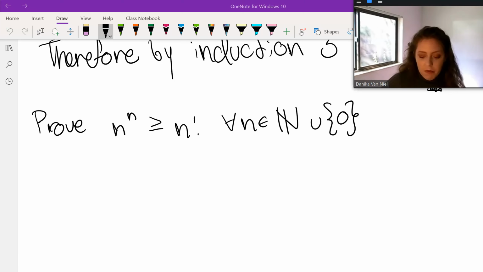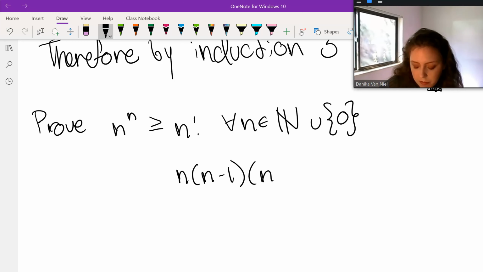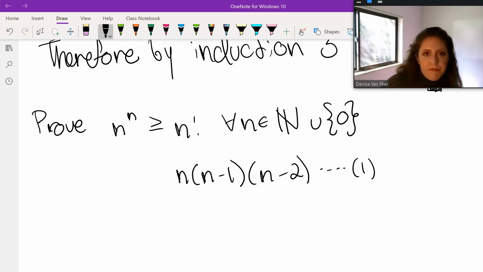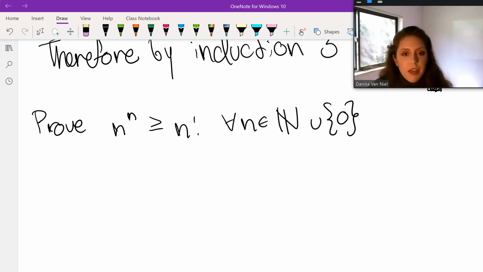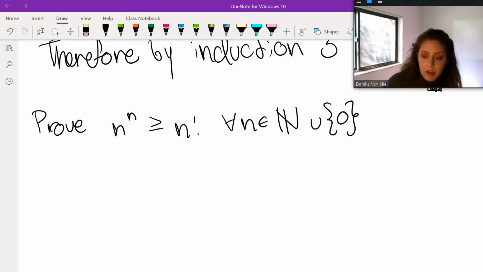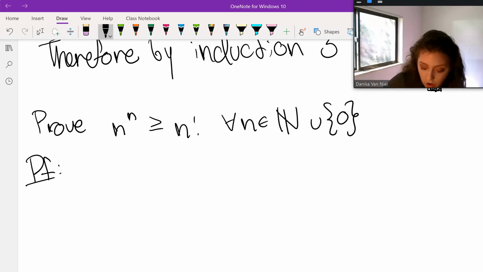So if anyone needs a reminder of factorial, it just means n times n minus 1 times n minus 2 forever and ever until you get to times 1. So it's that multiplication. Okay, so how do we do this? In 3 steps. If you're feeling confident, you could try this one on your own. You could pause me. All right, base case.